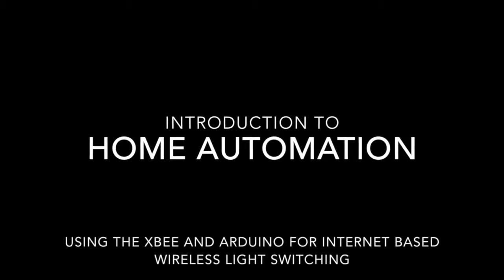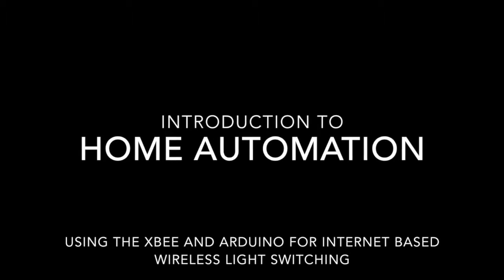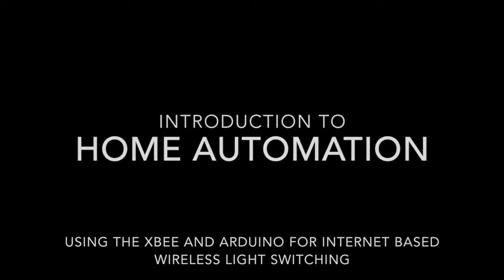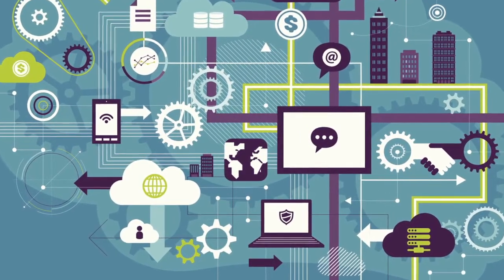Hi and welcome to my new video on how to use the Arduino UNO and Digi's Xbee to set up a basic home automation system ready for the Internet of Things. I will show you how to switch a light bulb remotely from the Internet. Call the client unit the one in which the light bulb is plugged.